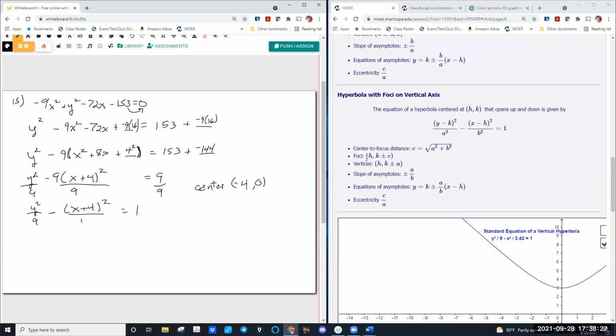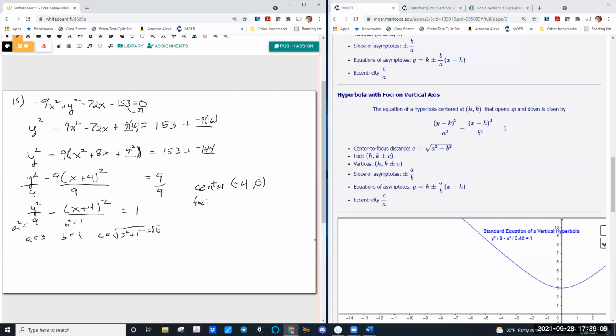Notice for the foci, we're going to be doing k plus c. Well, we need the c value. Well, to get c, we need a and b. A squared is this guy here. The a squared is the 9. The b squared is the 1. So a equals 3, b equals 1. Therefore, c equals the square root of a squared plus b squared, or square root of 10. So now I can find the foci.